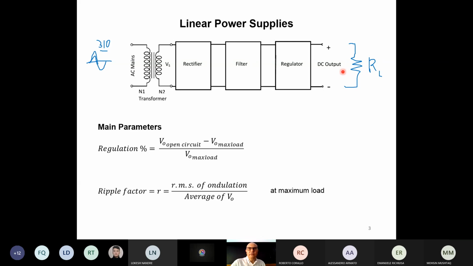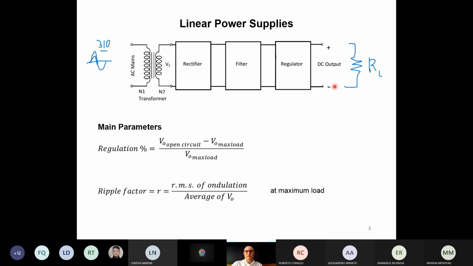So just to give an idea of how stable the power supply is, we define this regulation percentage, and we do this. We just measure the output voltage when there is no load, so the output at open circuit without load. Then we put the maximum load for which the power supply has been designed. For instance, something which will drain 1 amp or 10 amps, depending on which are the characteristics that we declare for the power supply. And so in this case, the output voltage will go down.